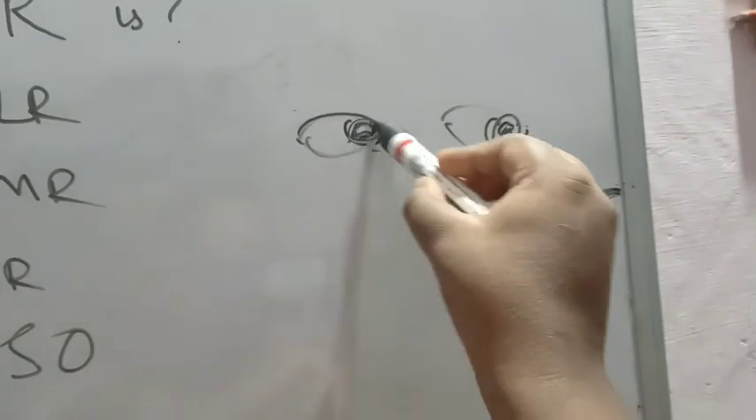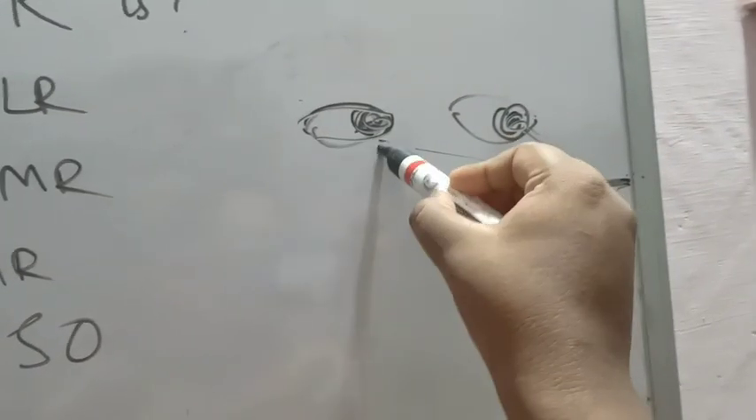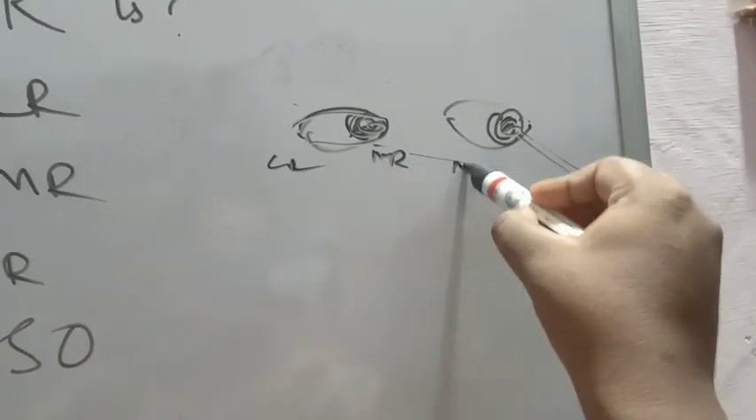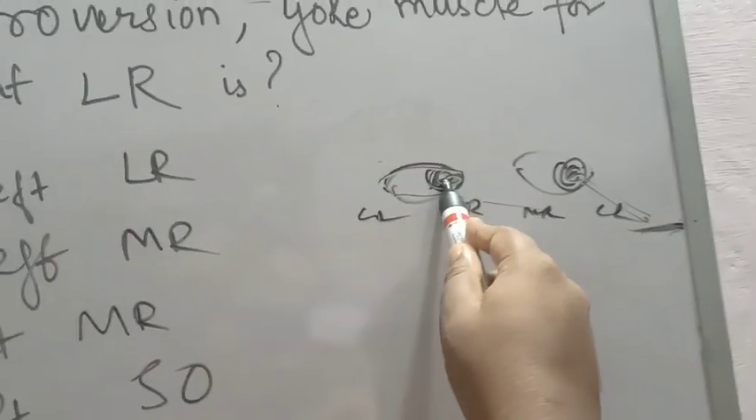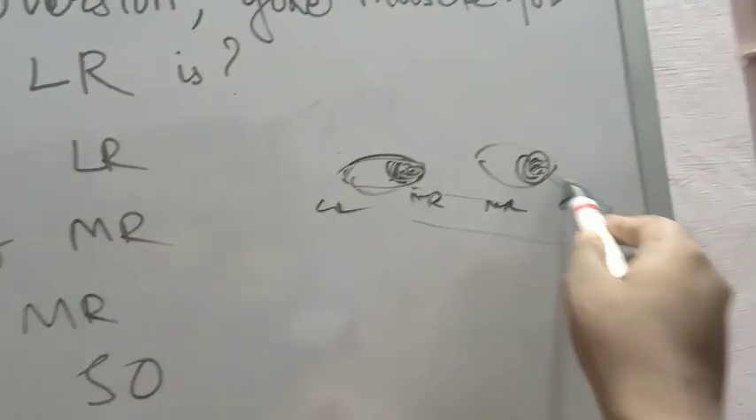So this muscle and this muscle, they are opposite, right? This is the medial rectus, this is the lateral rectus, isn't it? So when the lateral rectus of this side eye contracts, the medial rectus of the other side eye will contract. Okay, so this is how things are. So the right lateral rectus yoke muscle is the left medial rectus.